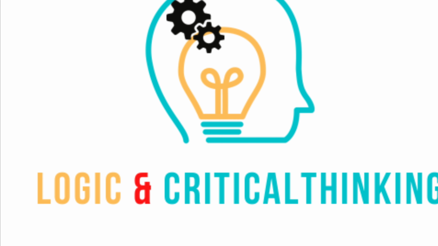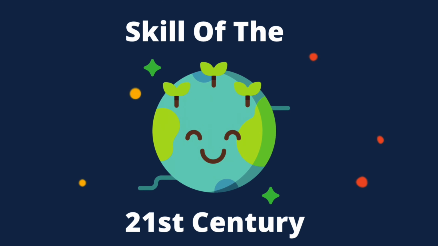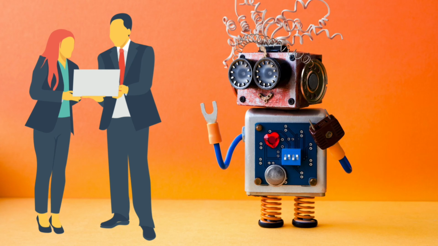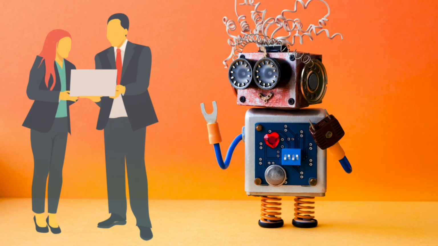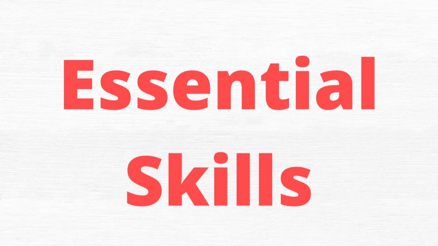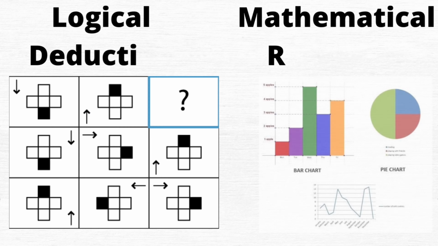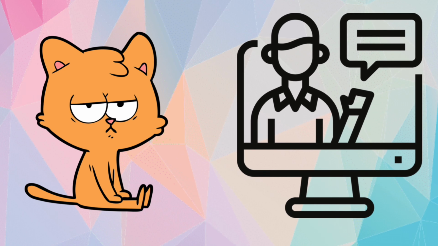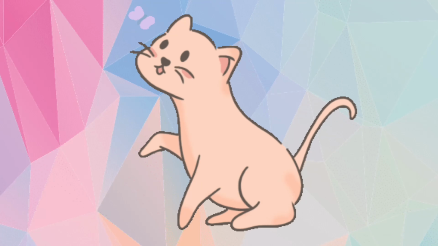It is considered the skill of the 21st century, and soon enough, robots are going to be the people we see greeting us at a restaurant or helping us at the checkout, and coding is the way to go. It is fun and challenging at times, building essential skills that kids will need for the future, like logical deduction or mathematical reasoning. It all sounds boring, but once you see it and apply it, you won't regret it.